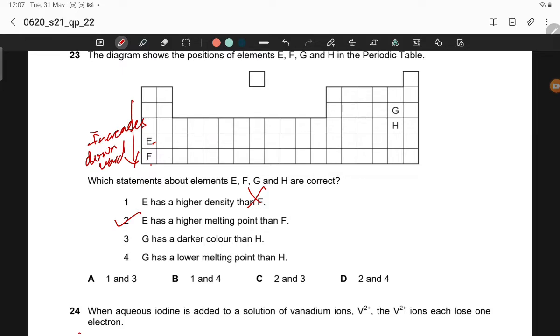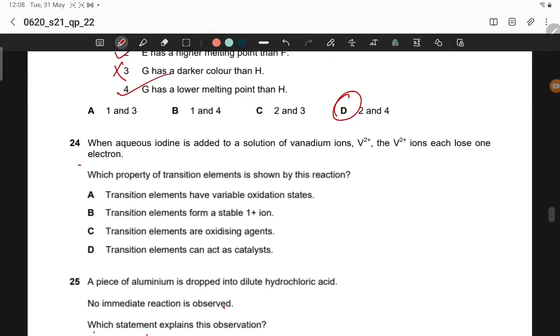G has a darker color than H. G has a lighter color than H because color becomes darker down group 7. So it is incorrect. G has a lower melting point than H. Yes, G has a lower melting point than H because the number of shells and number of electrons increase, which increases the attractive forces between the molecules. So G has a lower melting point than H. This is correct. So D is the correct option.